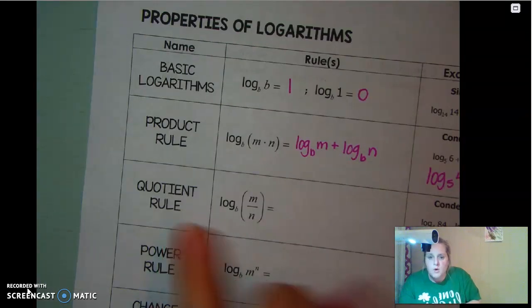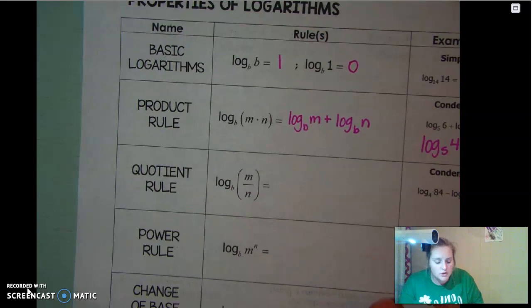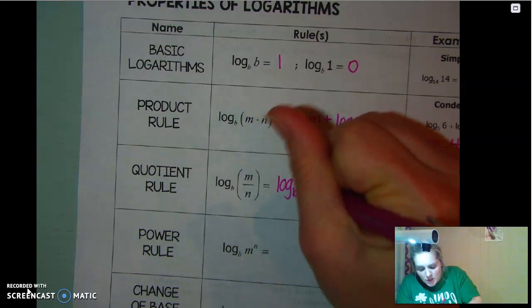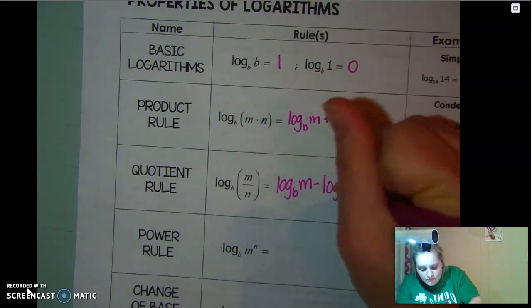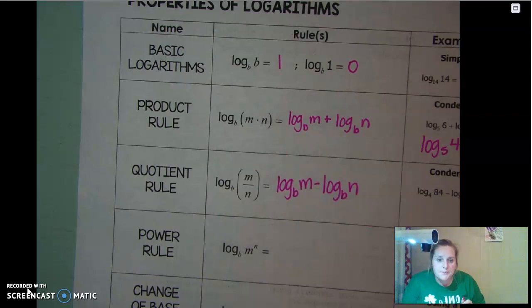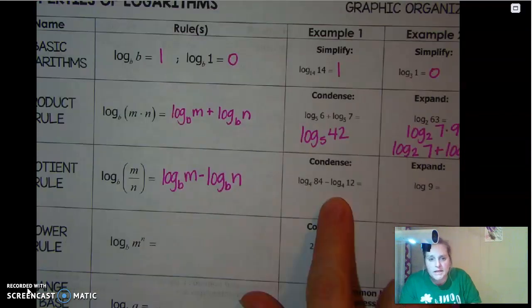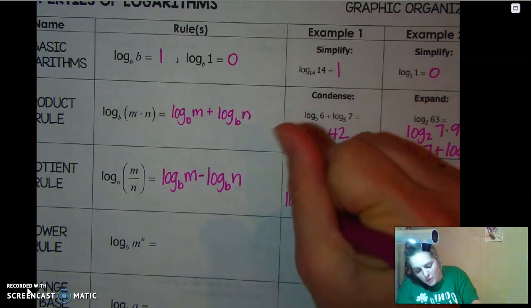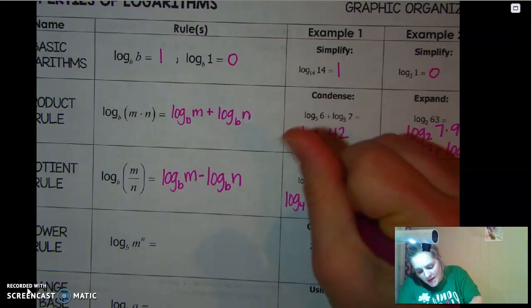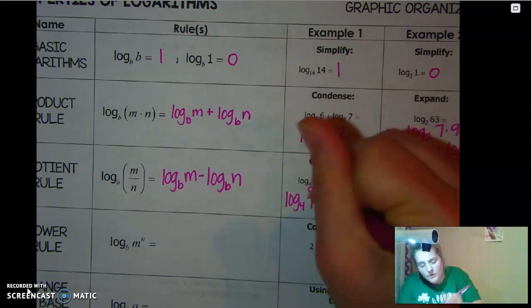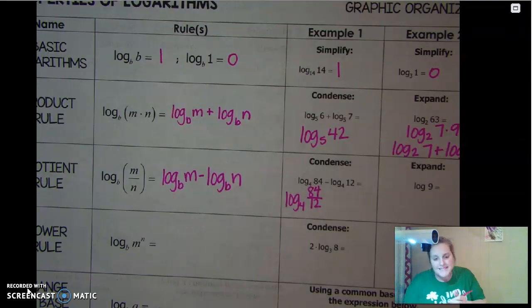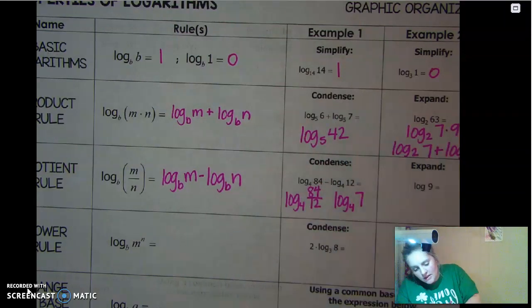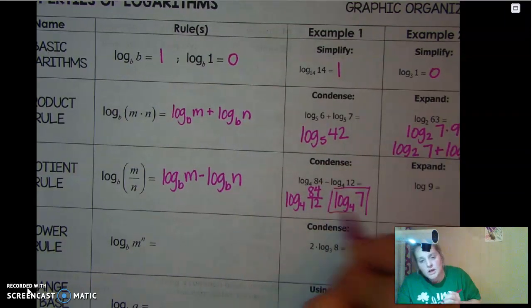Then we have our quotient rule. Okay, that deals with division. Remember that division goes with subtraction. So you've got minus, just like so. Okay, if you're condensing it, what you're going to do is you're going to divide. So you've got log base 4 stays the same, and then we have 84 divided by 12. 84 divided by 12 is 7. Okay, so you've got log base 4 of 7. This would be my condensed logarithm.